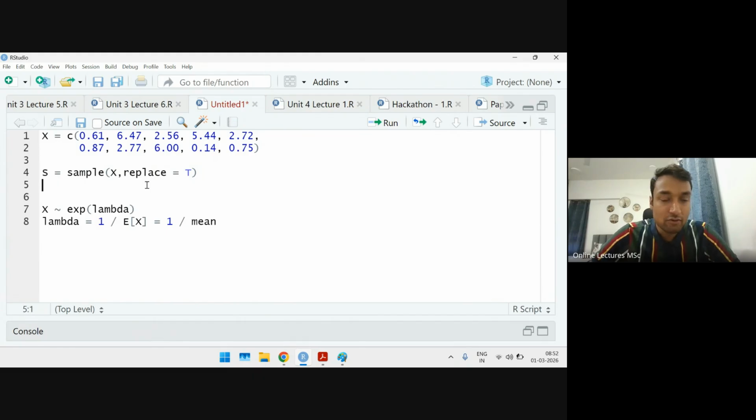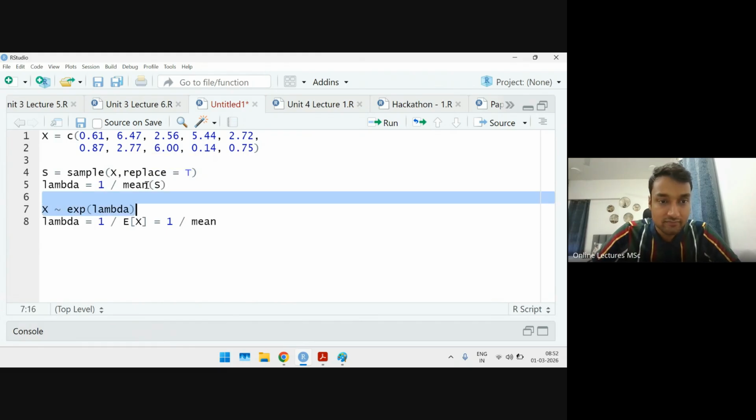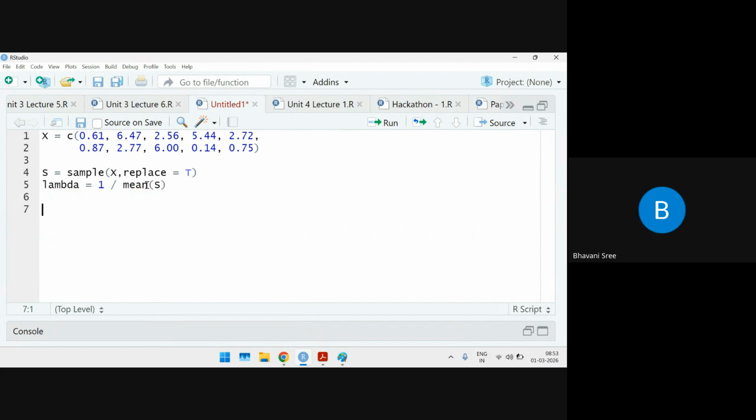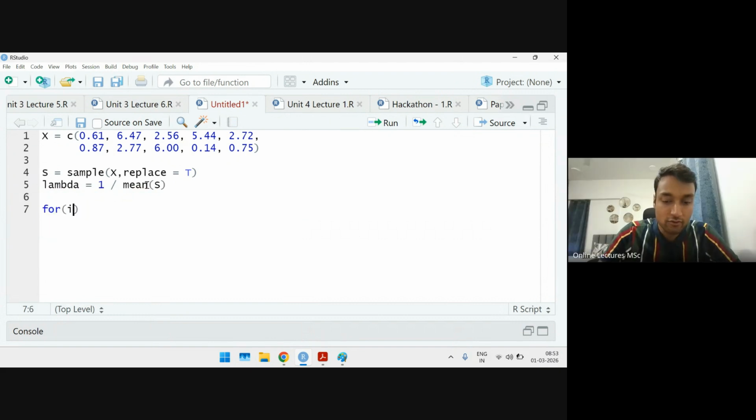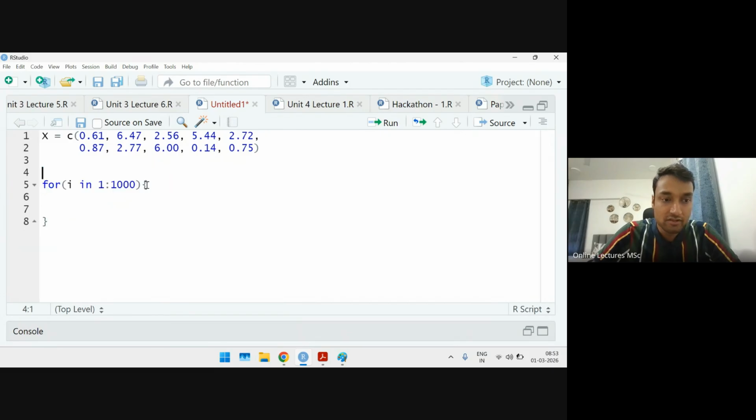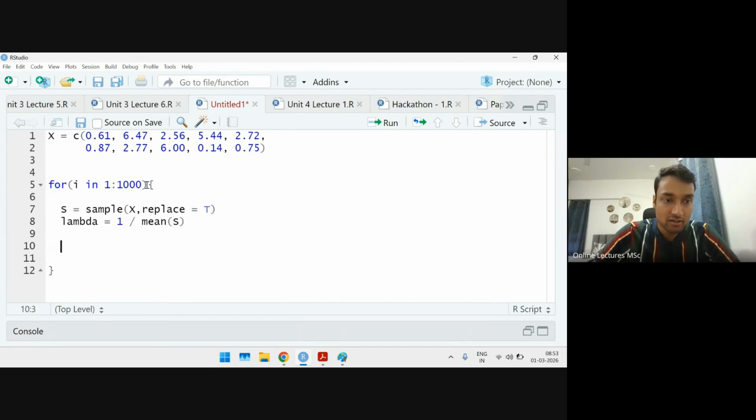So can I say if I want to estimate the value of lambda, it would be nothing but 1 by the mean of X. See if this is making sense, everyone. Since I have to do it 1,000 number of times, what should I do? For loop. Very good. Use a for loop, for i in 1 to 1,000. This is my operation. Get this inside the body.